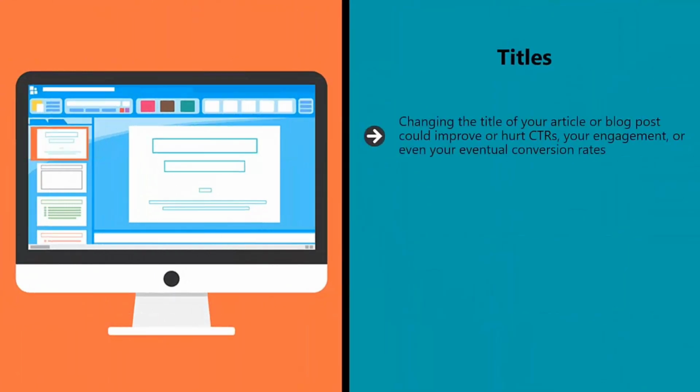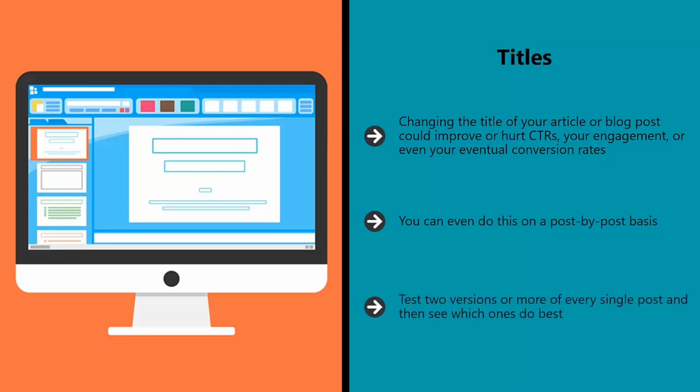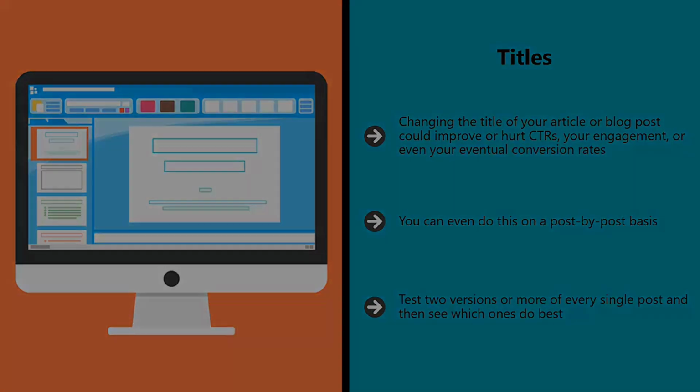Titles. Changing the title of your article or blog post could improve or hurt CTRs, your engagement, or even your eventual conversion rates. You can even do this on a post-by-post basis. Test two versions or more of every single post and then see which ones do best. Use the title that outperforms the others.